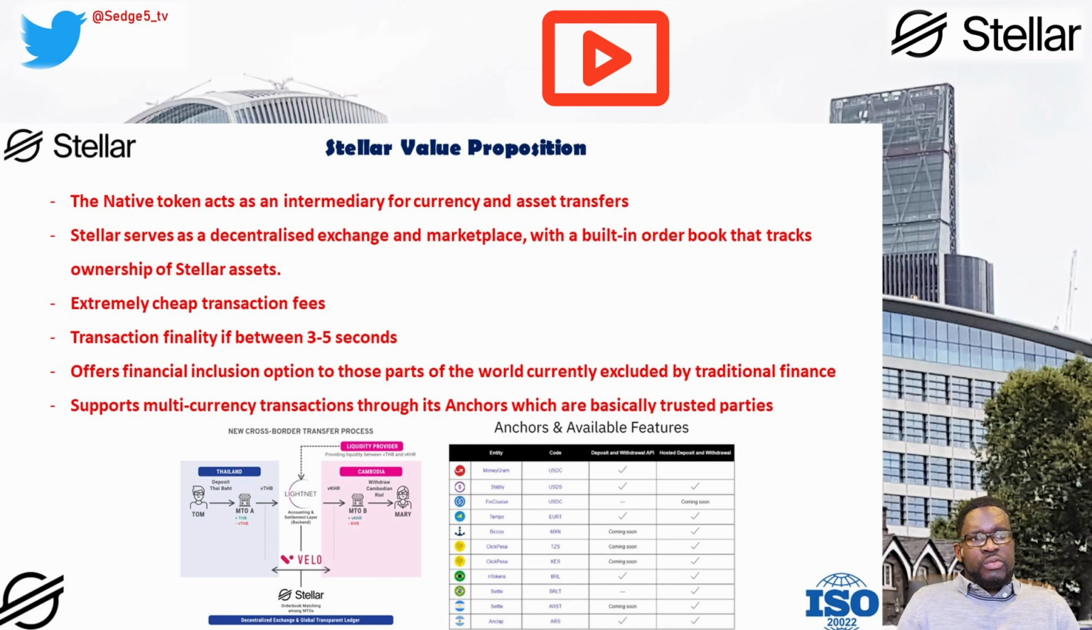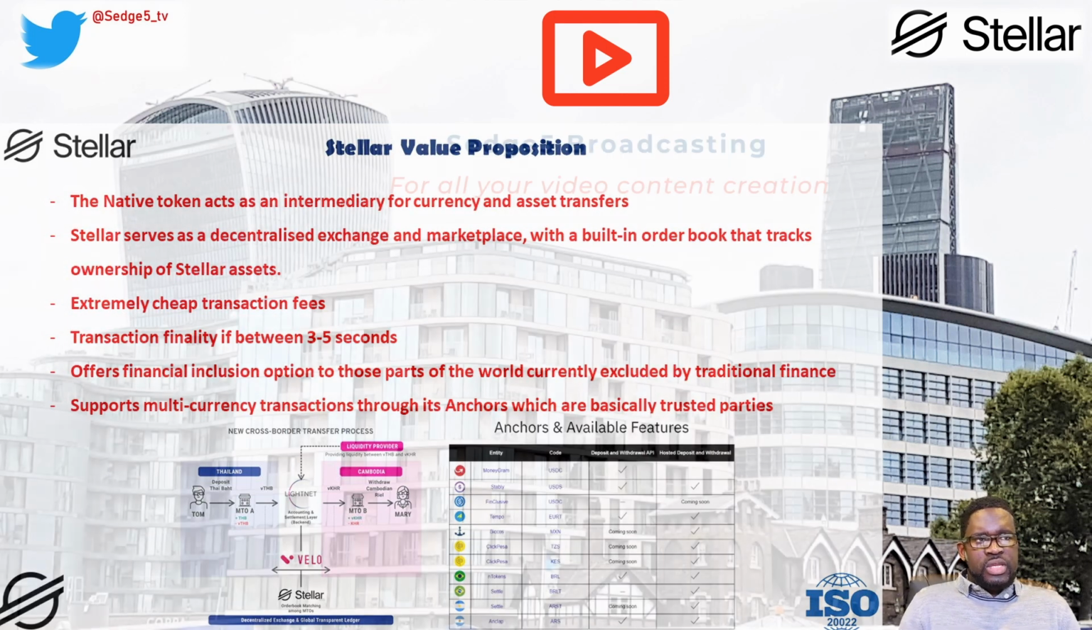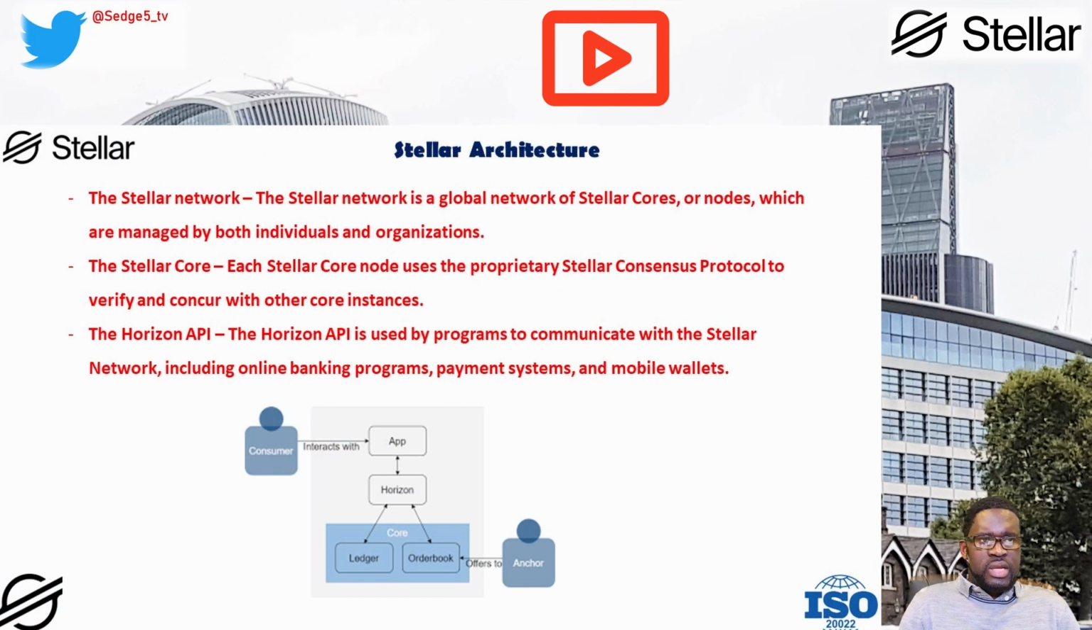Now, a look at some of Stellar's architecture. There are 3 parts to Stellar's architecture, and these are the Stellar Network, which is a global network of Stellar cores or nodes, which are managed by both individuals and organizations. Then we also have the Stellar Core. Each Stellar Core node uses the proprietary Stellar Consensus Protocol to verify and concur with other core instances. And finally, we have the Horizon API. The Horizon API is used by programs to communicate with the Stellar network, including online banking systems, payment systems, and mobile wallets.